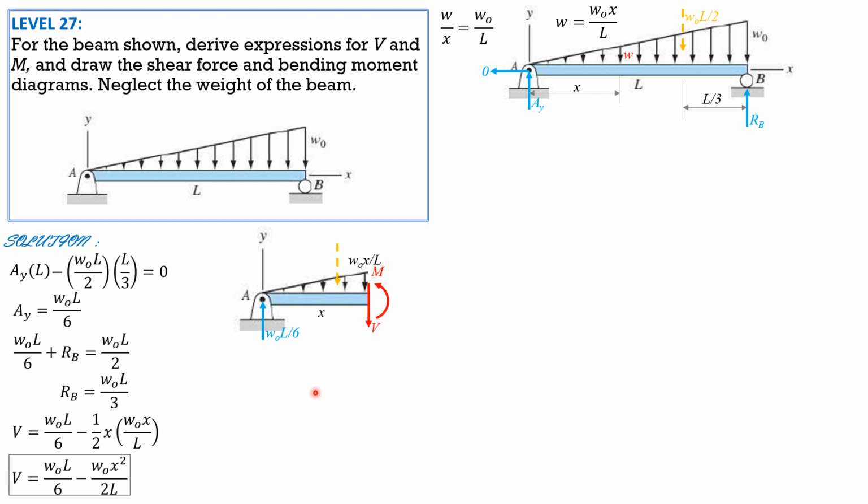For the moment equation, it is WOL over 6 times x, then minus this area, WOx squared over 2L, and that distance is x over 3, so times x over 3. Simplifying, moment is WOLx over 6 minus WOx cubed over 6L.